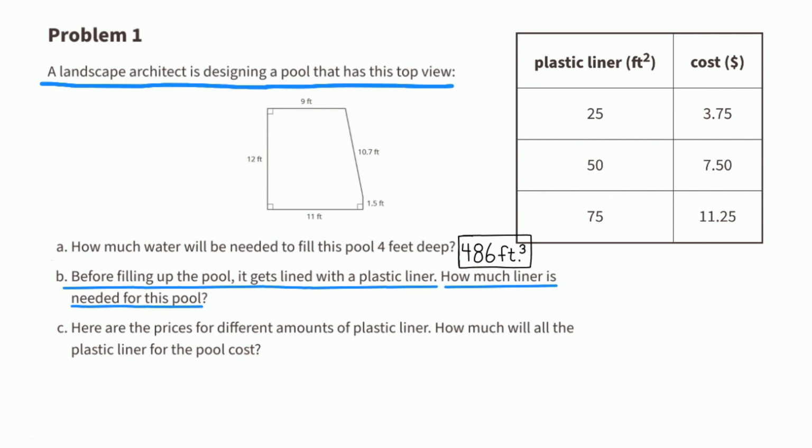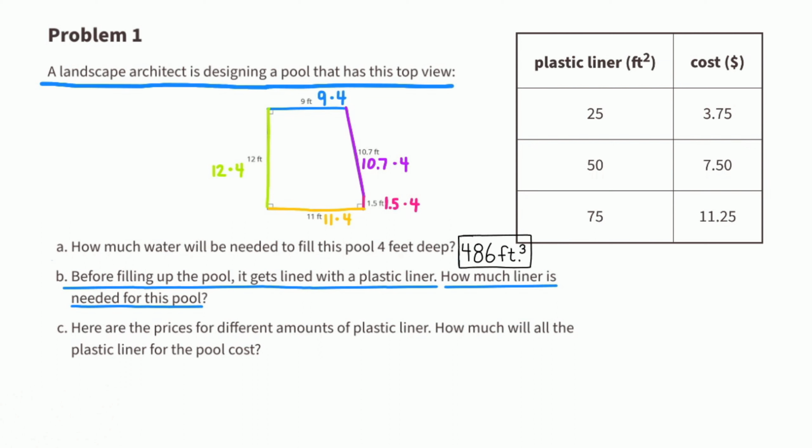B. Before filling up the pool, it gets lined with a plastic liner. How much liner is needed for this pool? We need to find the area for all 4 sides and the bottom of the pool. The dimensions for this side are 9 by 4 feet deep. For this side, 10.7 by 4 feet deep. By this little section, 1.5 by 4 feet deep. For this section, 11 by 4 feet deep. And this section, 12 by 4 feet deep.